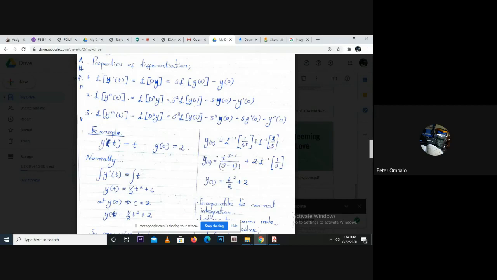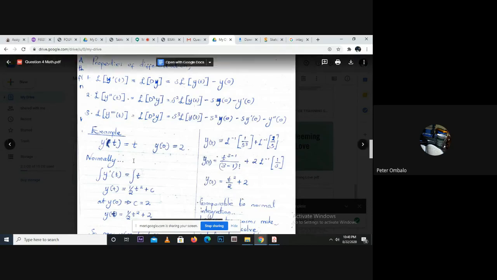Plus, the constant 2 can be pulled out, just like we do with any integral. Remember, the Laplace transform is just an integral; we saw that the formula of the Laplace transform is just an integral. So we can pull a constant outside, and then take the inverse of 1 over s. So y of t becomes t squared over 2, since 2 factorial is basically 2, and then plus 2, because the Laplace inverse of 1 over s is 1. So yeah, this becomes our answer.